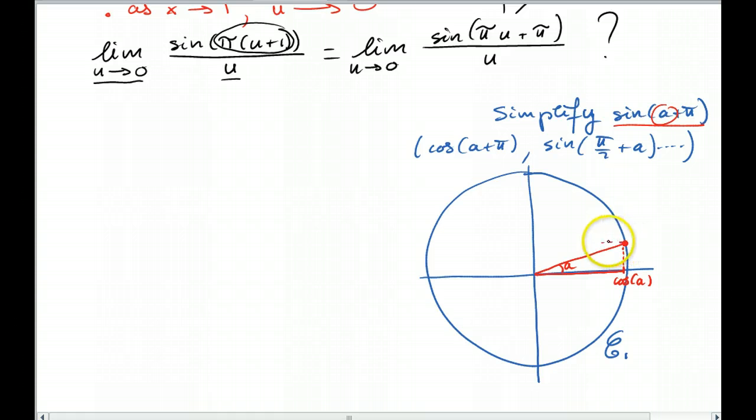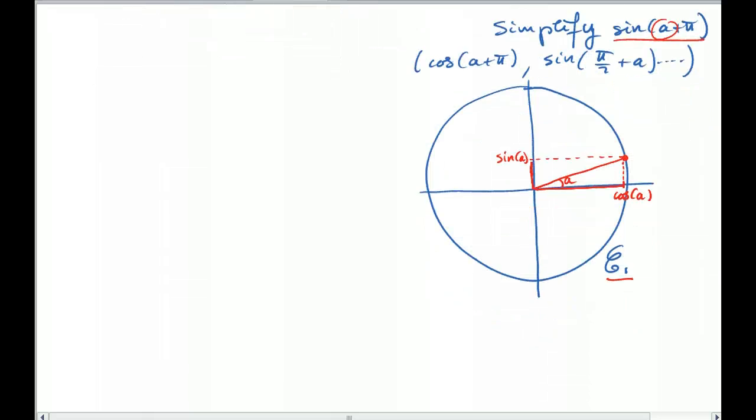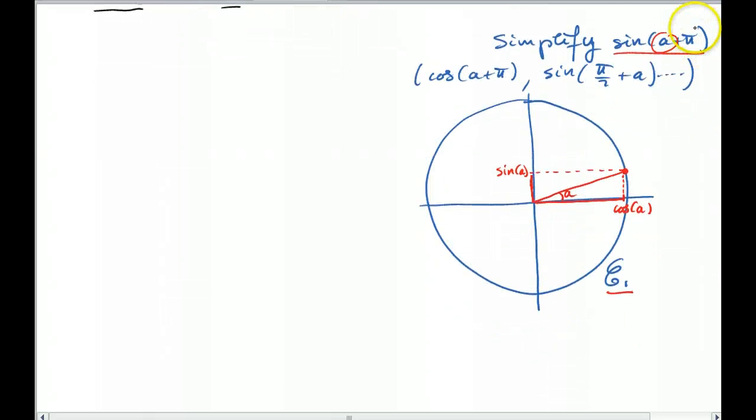And the sine of A is the y-coordinate of the point. This length right here represents the sine of A, right? That's the advantage of working on the unit circle, okay? The coordinates of the point on the terminal side of the angle are the cosine and the sine of the angle. All right, but I want to simplify the sine of A plus pi, so let's now represent A plus pi. Where's the angle A plus pi?